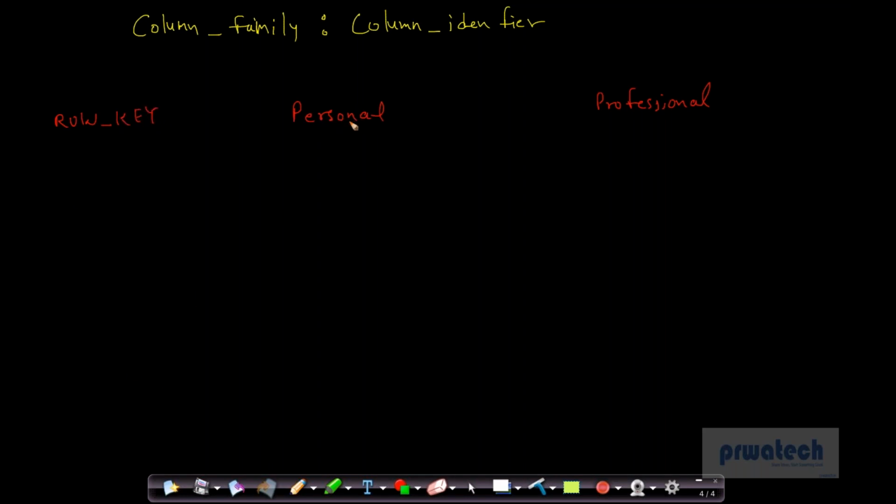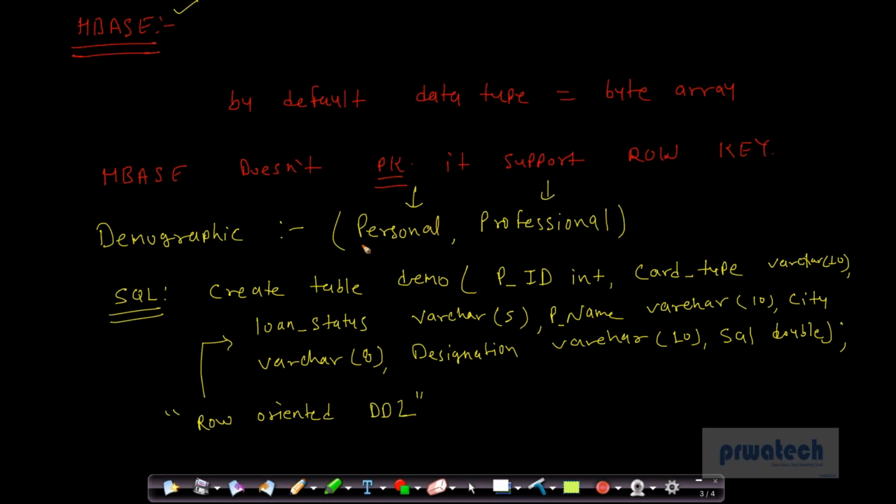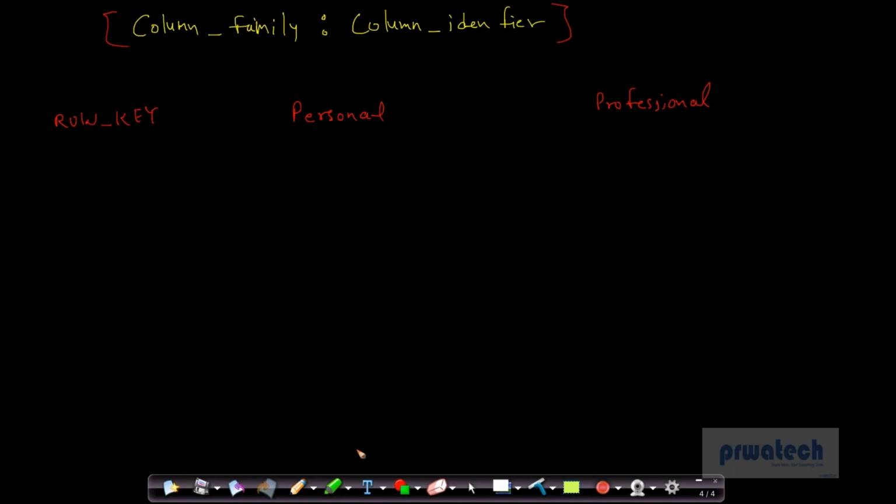Okay. Personal will have column identifiers because that's what your syntax says: column family, column identifier. Now PID, card type, and loan status are a part of the personal column family. Here I will write PID. Let me change the color. This is PID, P underscore ID. And then you have the second column, card underscore type, and the third column, loan underscore status. Let me keep it short, STA.